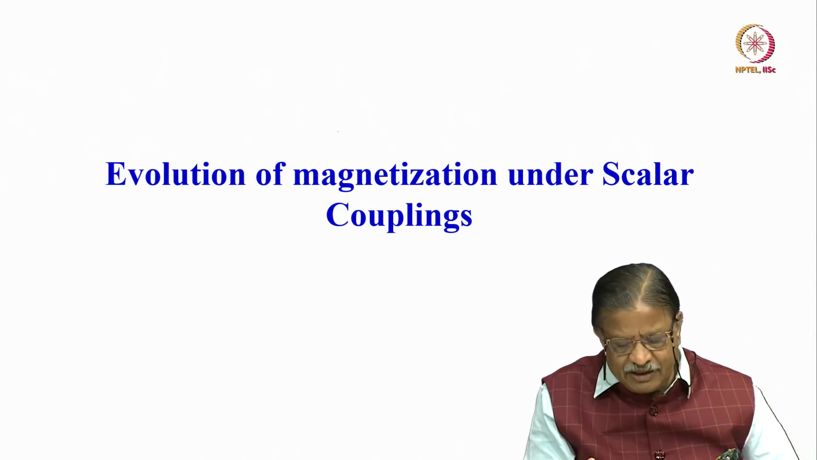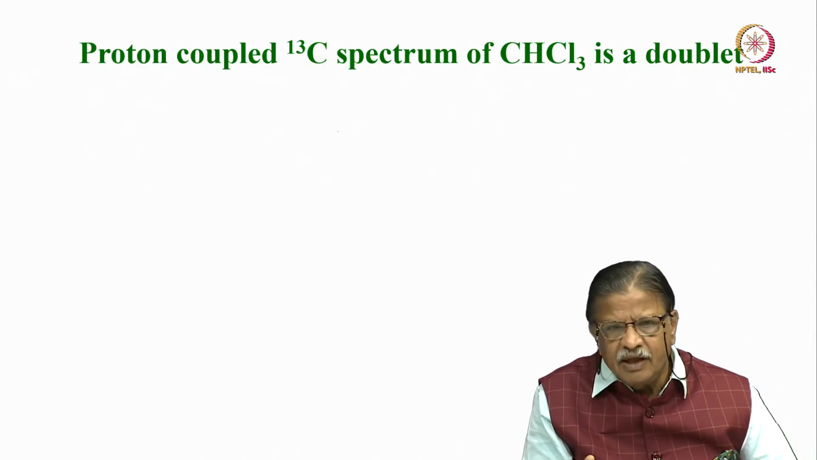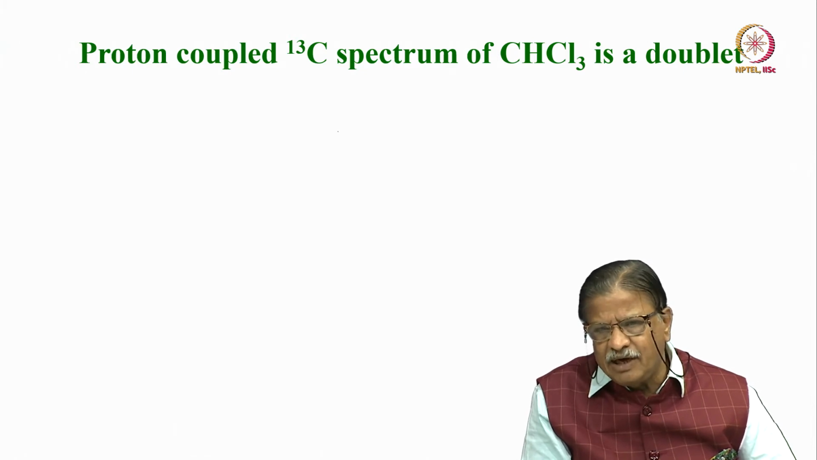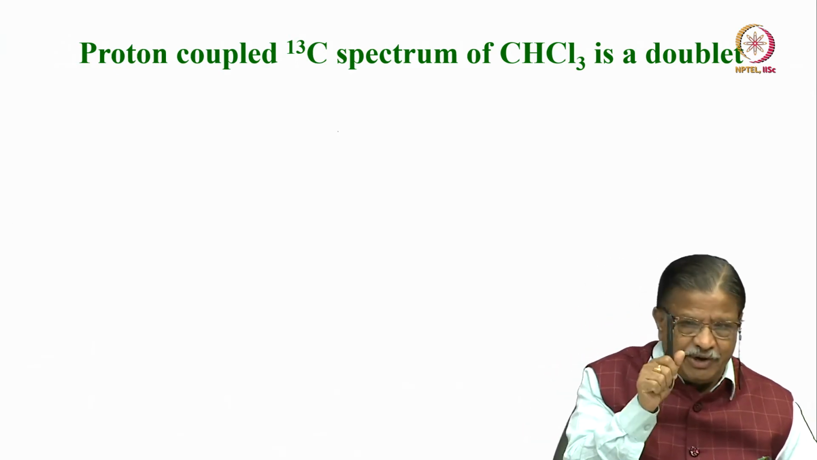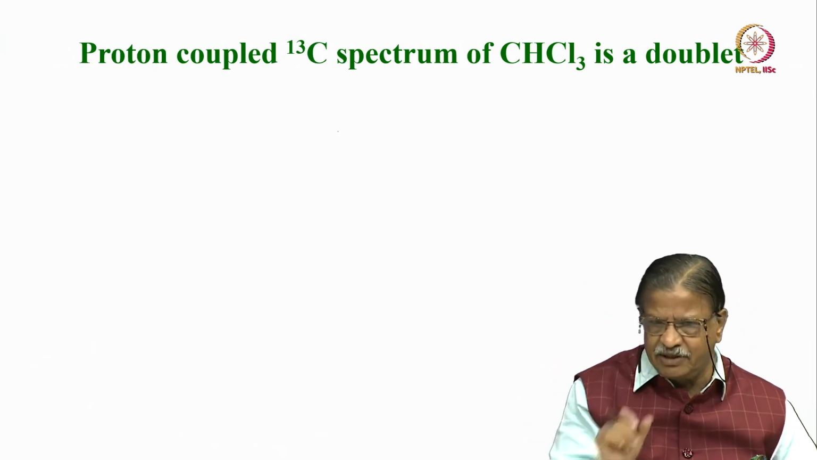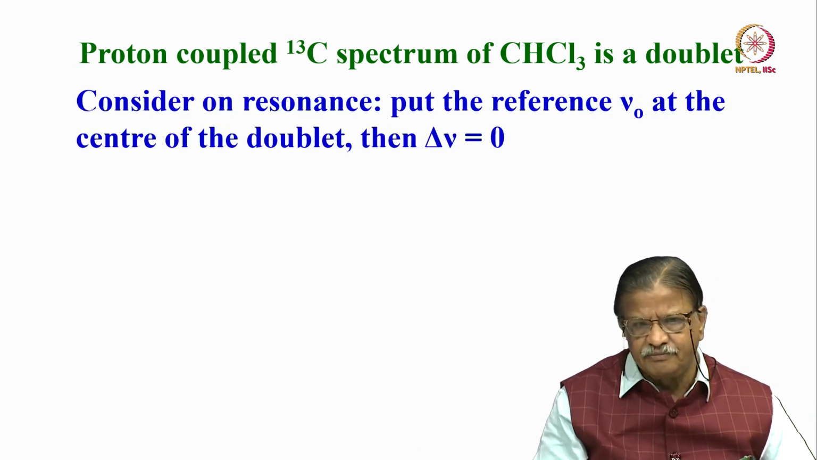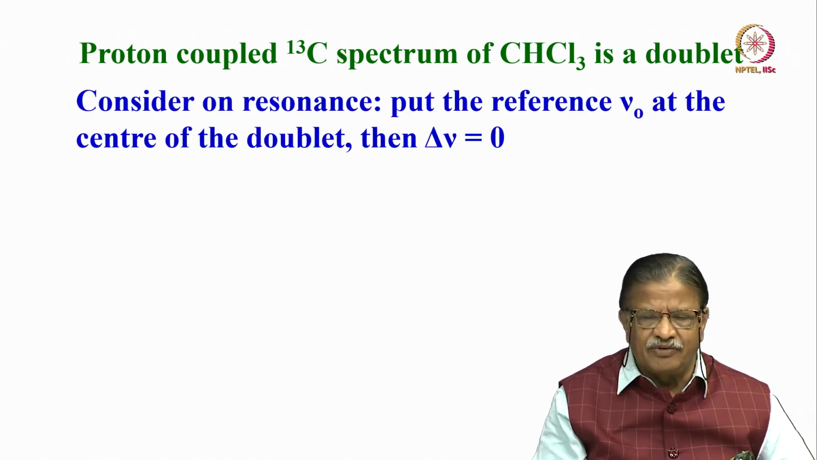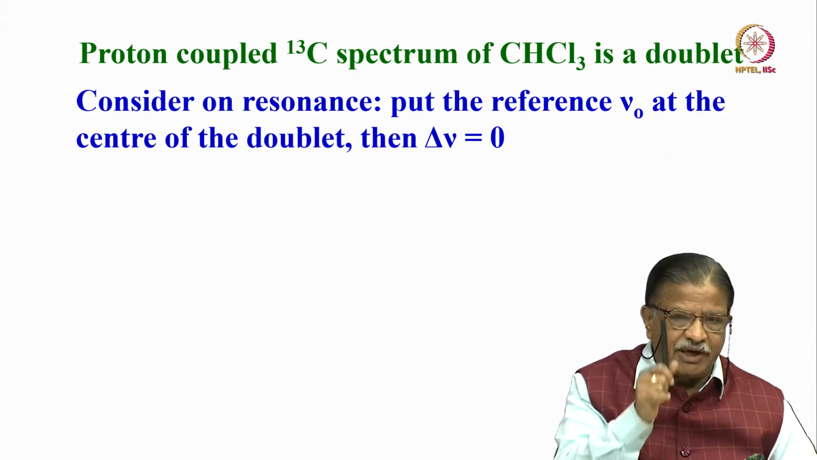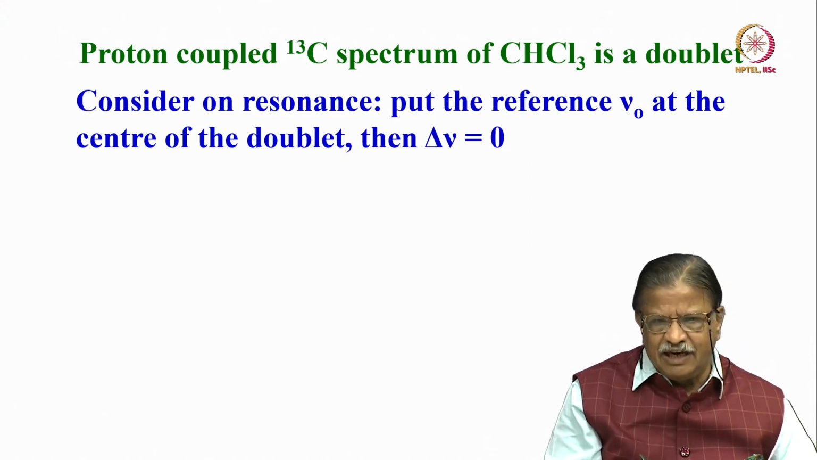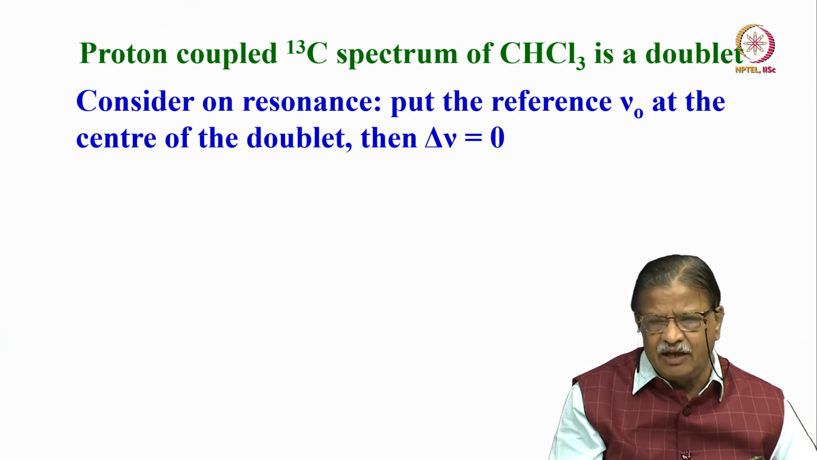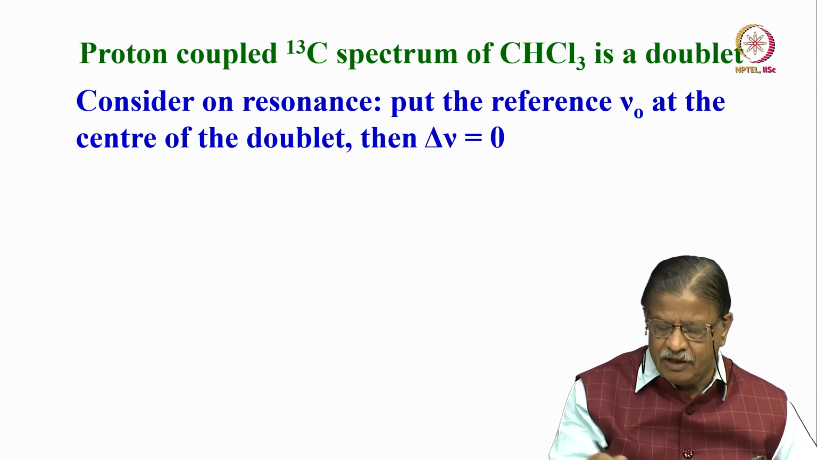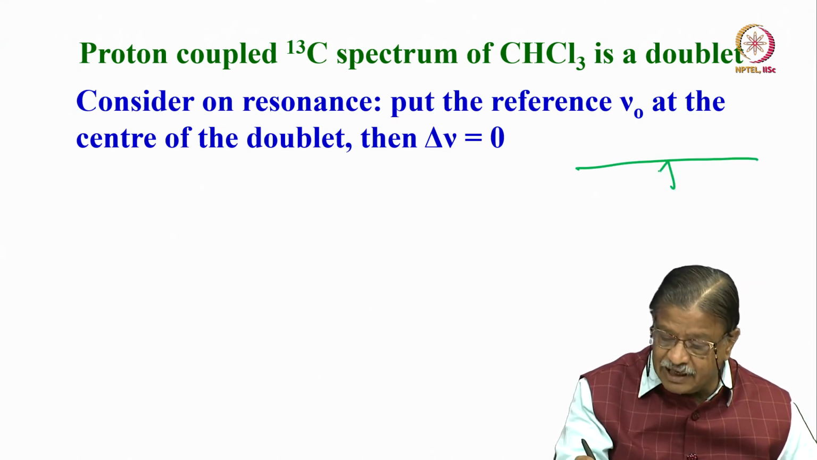Now the evolution of magnetization under scalar couplings. I will take the example of a proton coupled CHCl3. What is a proton coupled carbon 13 spectrum? When it is coupled to proton, it is going to be a doublet with a JCH separation of about 210 hertz. Now consider on resonance. On resonance means at the center of the doublet. Then delta nu is equal to 0. On resonance means it is exactly at the center frequency of the spectral width. So now this is the spectral width. This is exactly at the center.